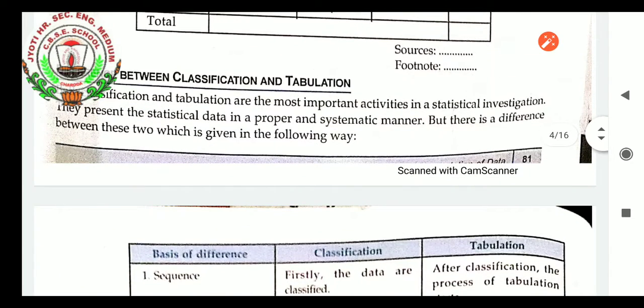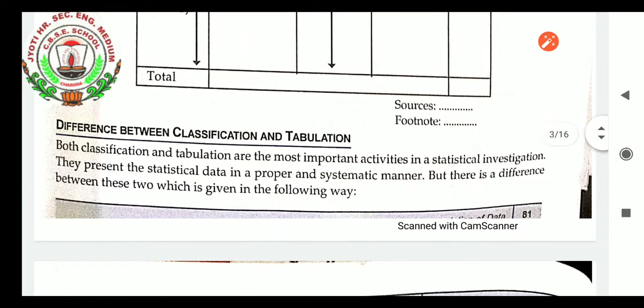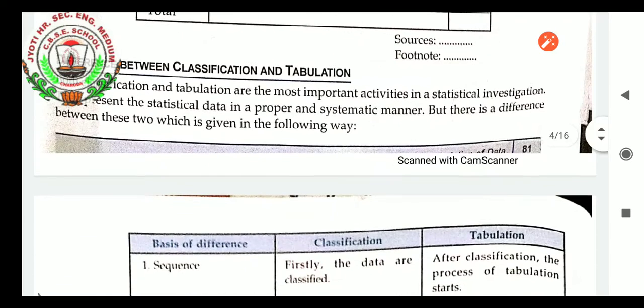Difference between classification and tabulation. What is the difference between tabulation and classification? Classification only classifies the data. Tabulation is where we set the data in a particular format. Both classification and tabulation are the most important activities in a statistical investigation. They present the statistical data in a proper and systematic manner. But there is a difference between these two, which is given in the following way.